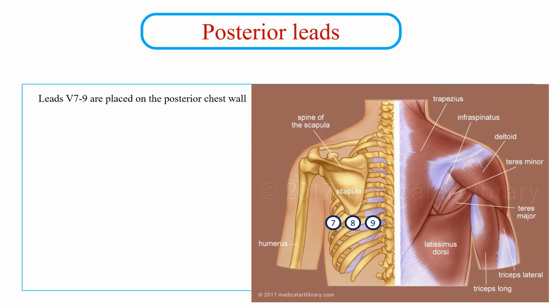Of course, you are putting the anterior leads as well, V1, 2, 3, 4, 5, 6. And you add 7, 8, 9 on the posterior wall to have a comprehensive image or orientation of the heart to see where the ST segment elevation is located.